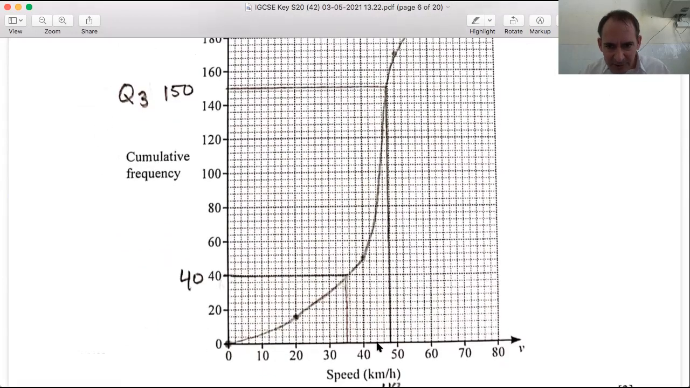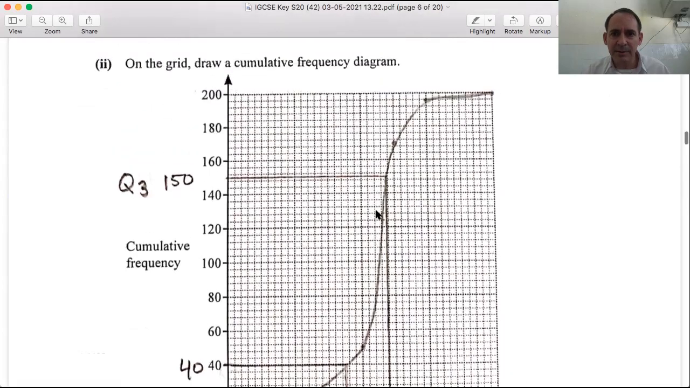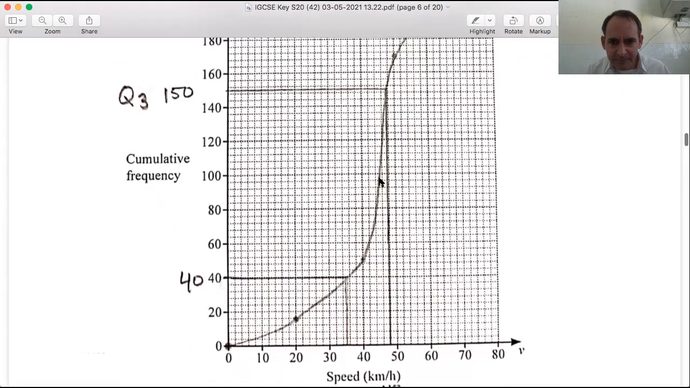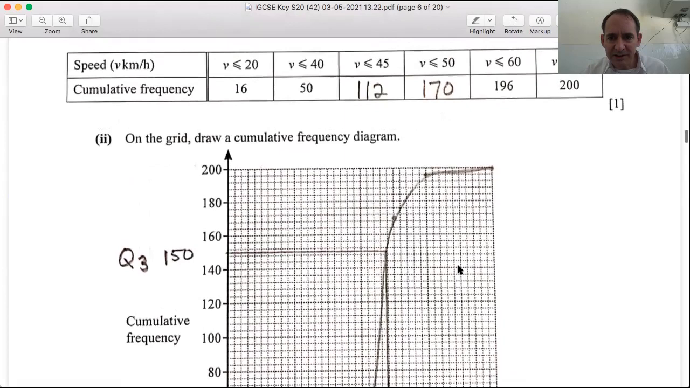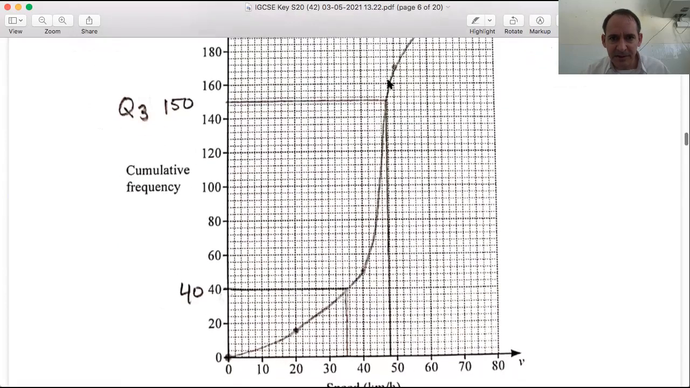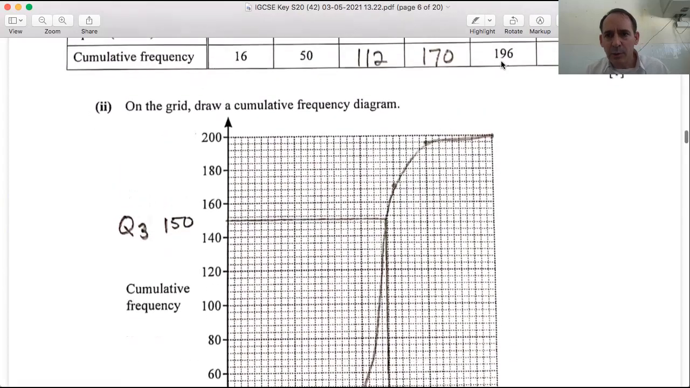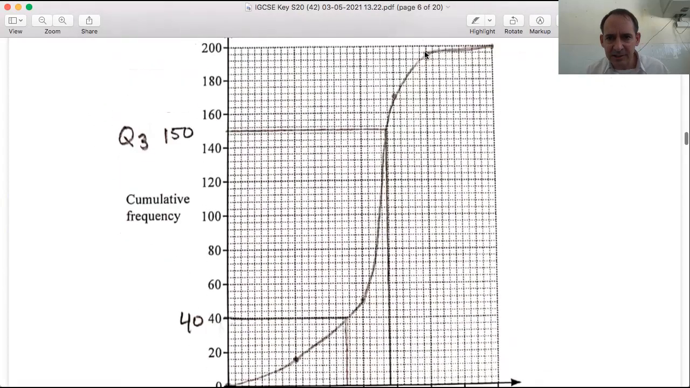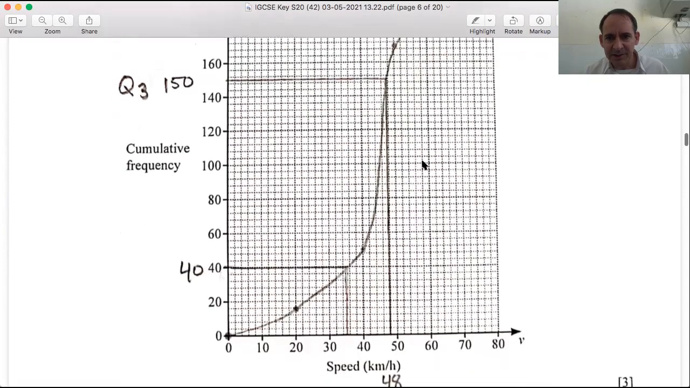So find your 45, which is right here in the middle, and it should be up here at 112. Actually, I don't think my dot is that dark. It should be in here somewhere. And then put your 170 on the 50. Here's the 50, so here's 170 right there. You can see that dot pretty clearly. And 196 on the 60. Here's our 196 on the 60.